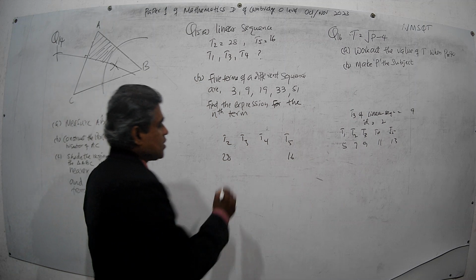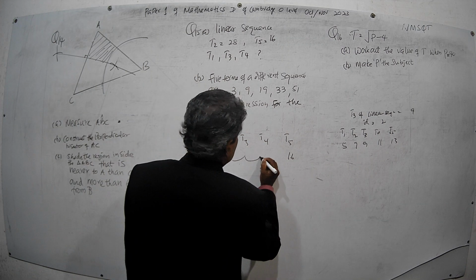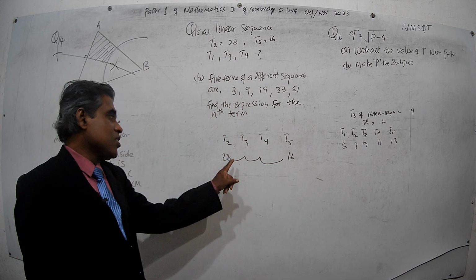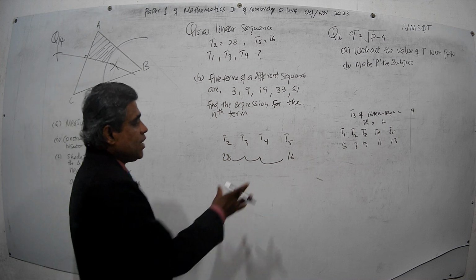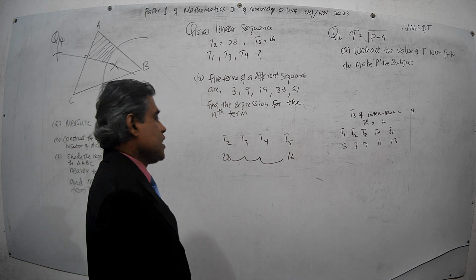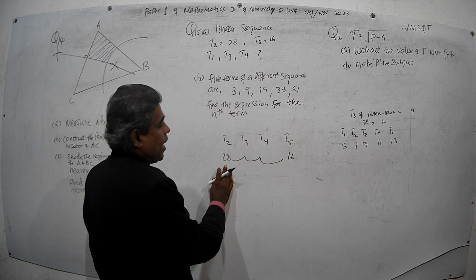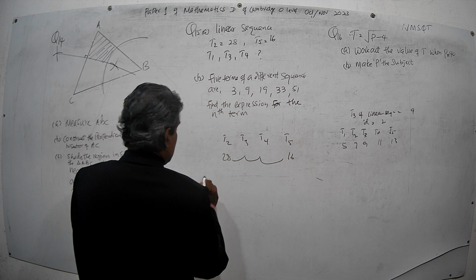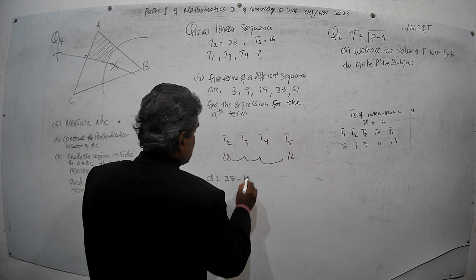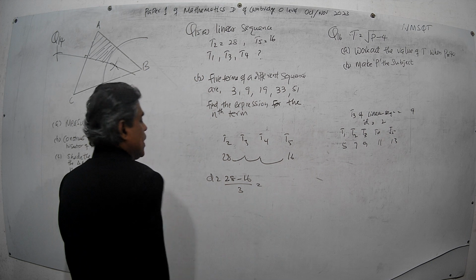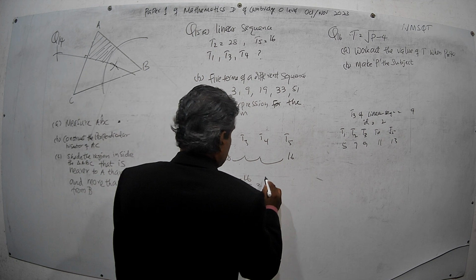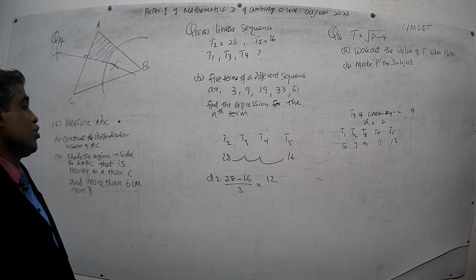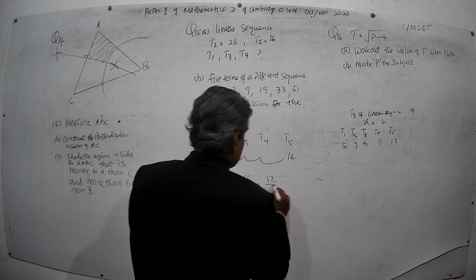So how many differences can we find? From here to here, 1 difference. From here to here, 1 difference. From here to here, 1 difference, the same difference. There are 3 common differences here. Therefore, if you take the difference between these 2 terms and divide by 3, you find the common difference. D equals 28 minus 16, divided by 3.